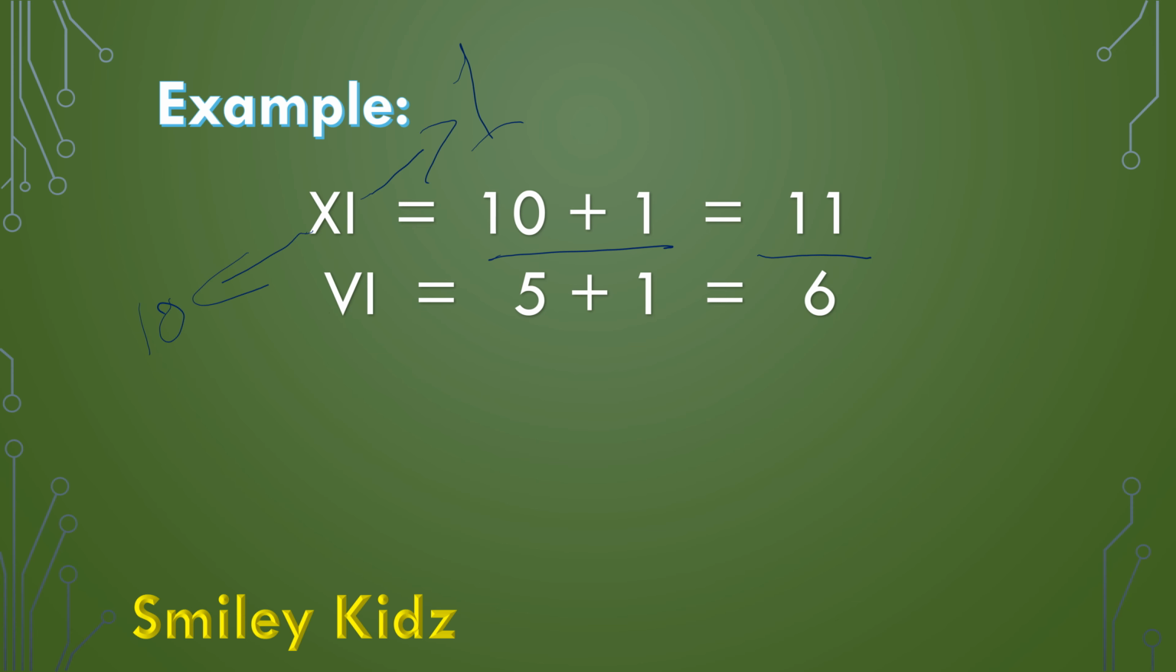Similarly, VI. V means 5 and I means 1. Here also I is on the right side, so we should add. 5 plus 1 is equal to 6.